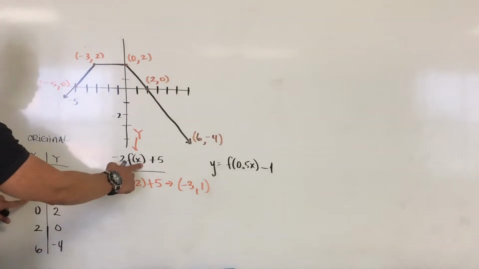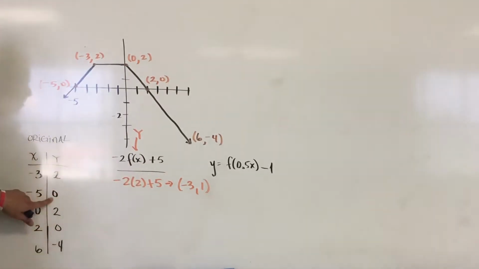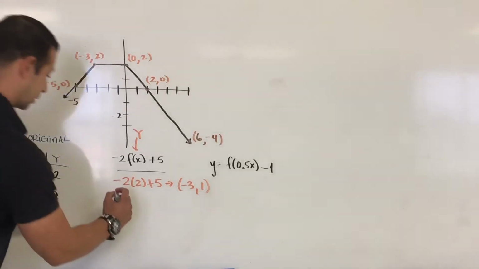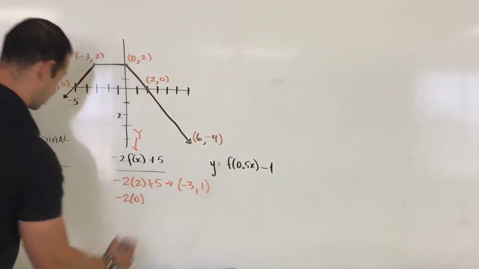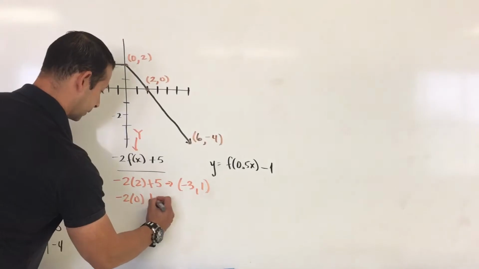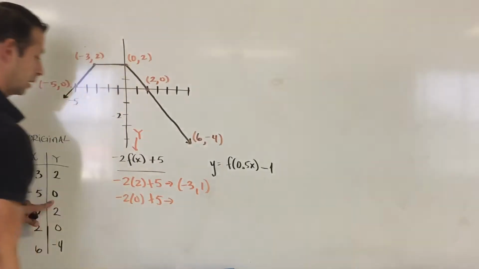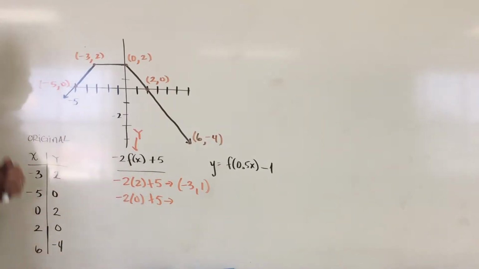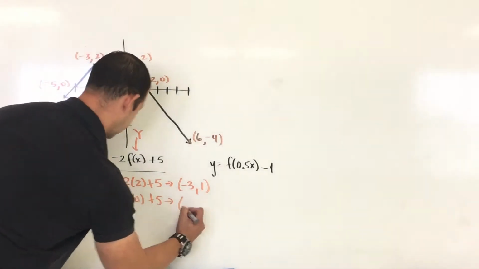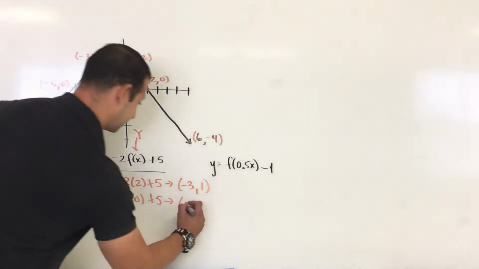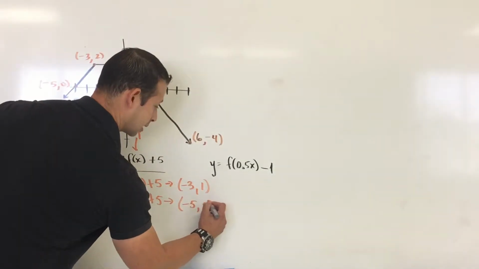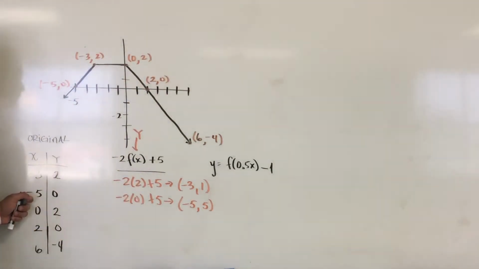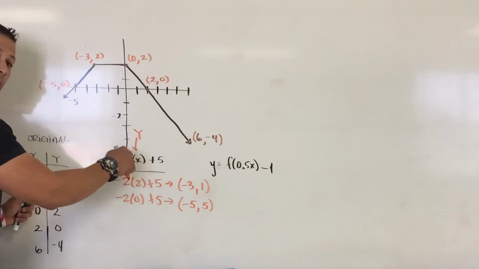-5. Remember, the y value. What's the y value? 0. So -2 times 0 plus 5. Well, -2 times 0 was 0, plus 5. Well, that's 5. So my new point, when x equals -5, is going to be 5. Remember, I'm multiplying the y values.